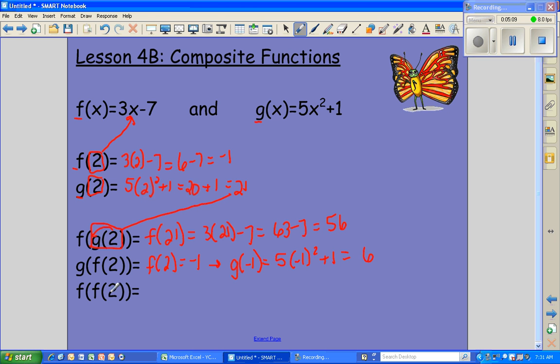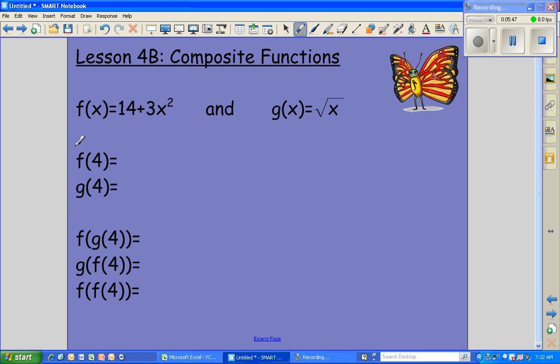Now you can plug things back into themselves. For example, here we have f of 2 gave me negative 1. So this whole amount we've already figured out, and we can plug that into f again. So we're looking for f of negative 1, which is going to give me negative 10. So you always start in the innermost parenthesis, plug that into the one next to it, get that answer, plug that whole answer into the one next to it, and you keep working outward.